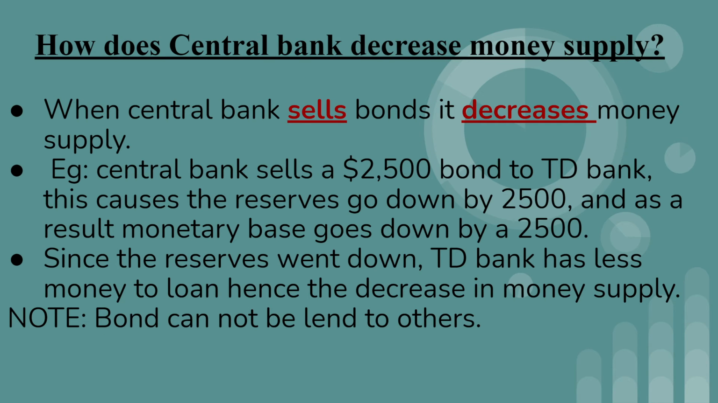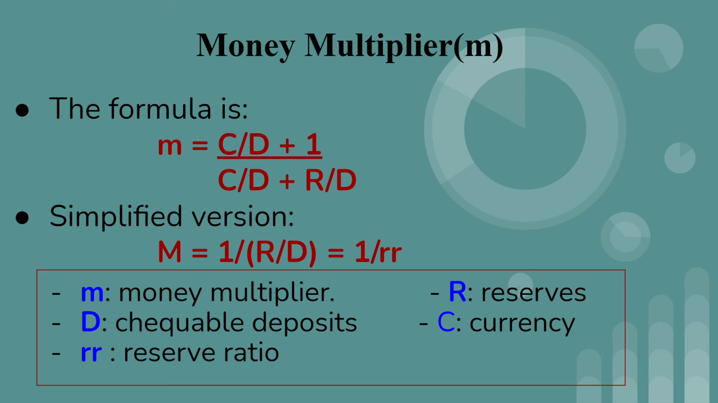And the opposite is also true for decreasing the money supply. So the central bank sells bonds, and this is going to decrease the money supply. For example, if the central bank sells a bond to TD Bank, let's say worth 2,500, then now TD Bank has $2,500 less. Because the reserves are less, the bank has less money to loan, and this is going to decrease the money supply. Also, just a note, a bond cannot be lent to others because it's not liquid.